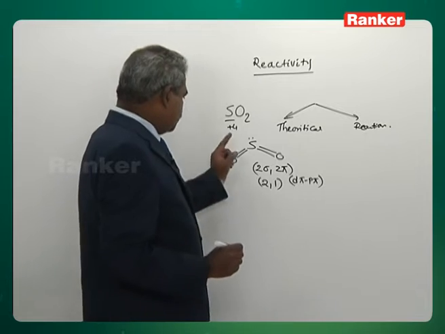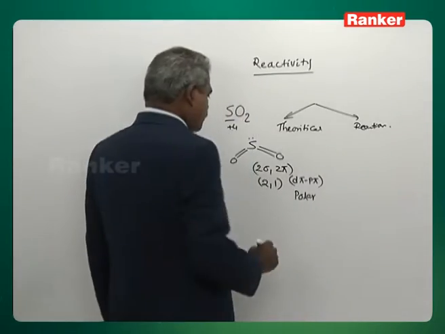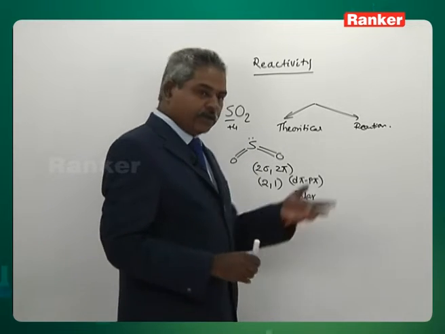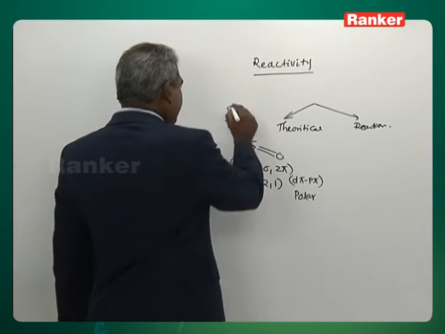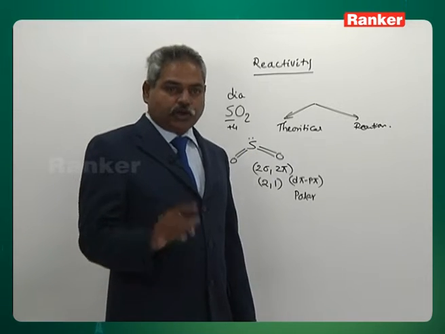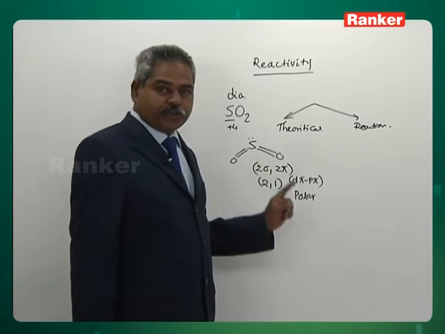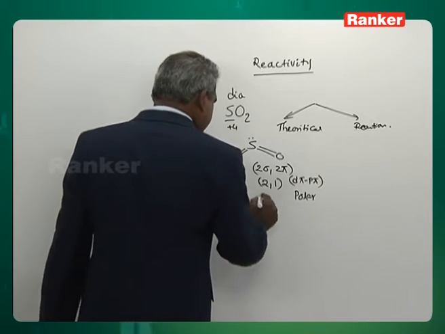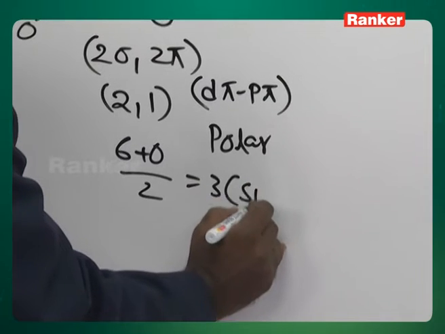And since you have a lone pair, wherever there is a lone pair, the molecule is said to be polar, except of course XeF2 and XeFO. If you have a lone pair, the molecule is said to be polar. So these are all theoretical aspects. And one more, this sulfur dioxide is diamagnetic. How can we know? The total number of electrons is an even number, so diamagnetic. So we discussed the structure, the shape, the hybridization, whether it is polar or not, the number of d pi p pi bonds, and the hybridization 6 plus 0 by 2, which is 3, sp2.